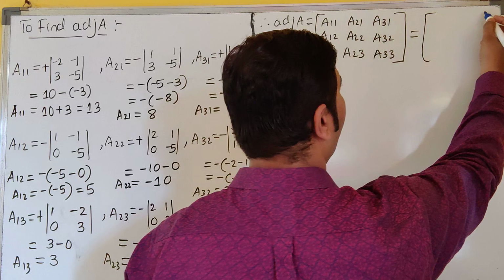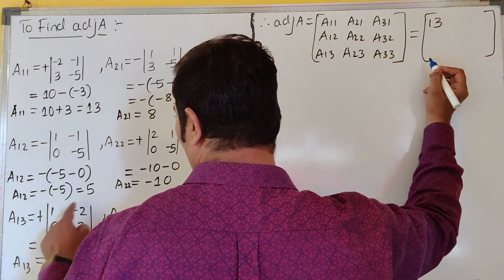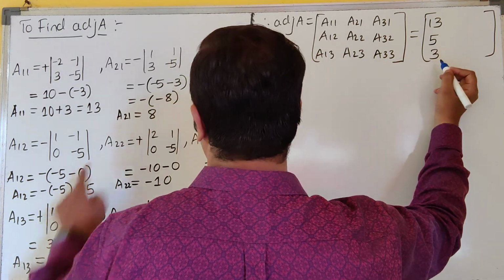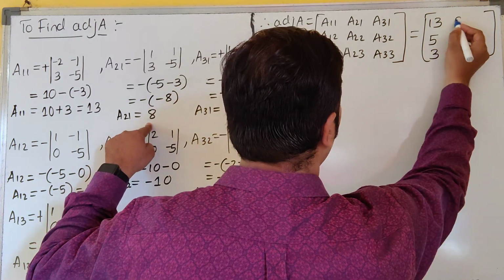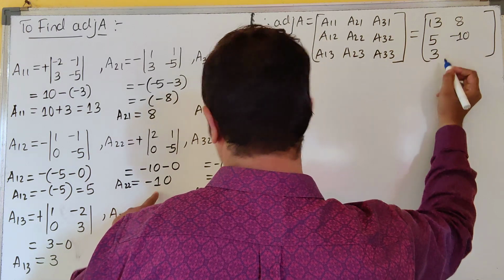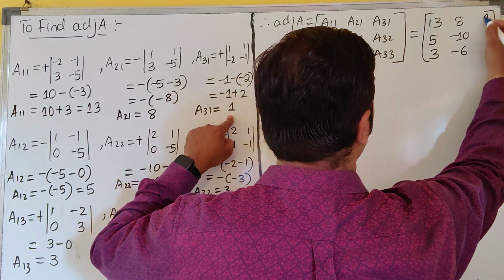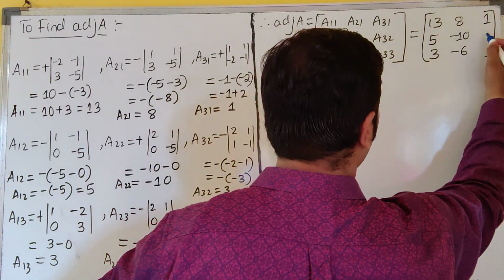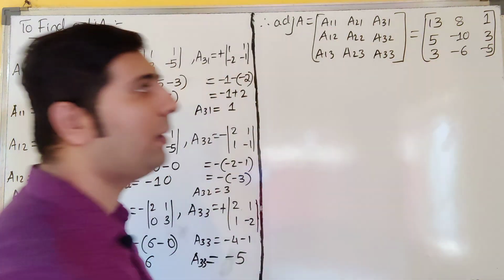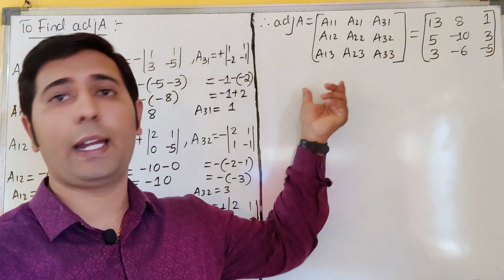How much you will get, you say? What is A11? 13. So A12, that is 5. A13 is 3. So next is what? A21 is 8. So next is minus 10. Next is minus 6. And this is 1. Next is 3 and minus 5. Everyone understood what is the adjoint of A? Clear, everyone? So this is adjoint of A.